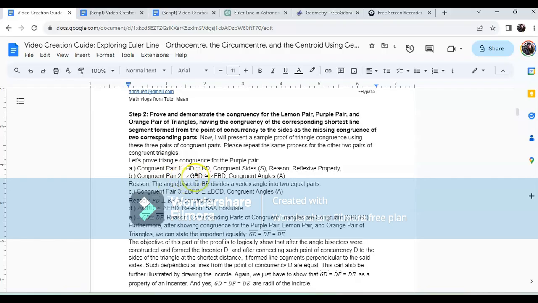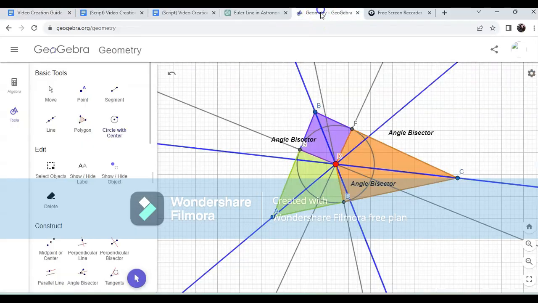Next, congruent pair number 2. Angle GBD is congruent to angle FBD. Congruent angles. Reason: the angle bisector BE divides the vertex angle into two equal parts. So we have the angle bisector BE or BD, and it divides the vertex angle into two equal parts. So we can say then that angle GBD is equal to angle FBD.